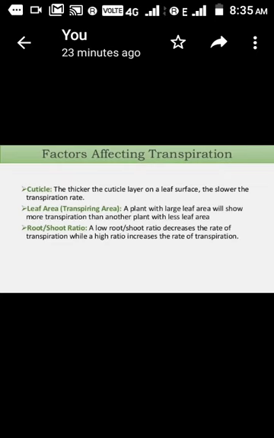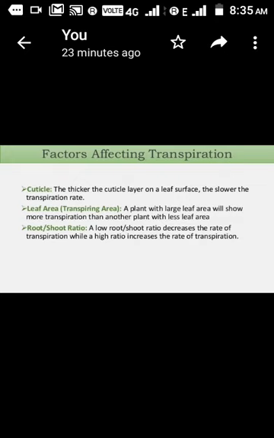The rate of transpiration is reduced, a slower rate, when the cuticle layer is thick. If it is thin, then transpiration will be increased. Next is leaf area, that is the transpiring area. A plant with a large leaf area will show more transpiration than another plant with less leaf area.